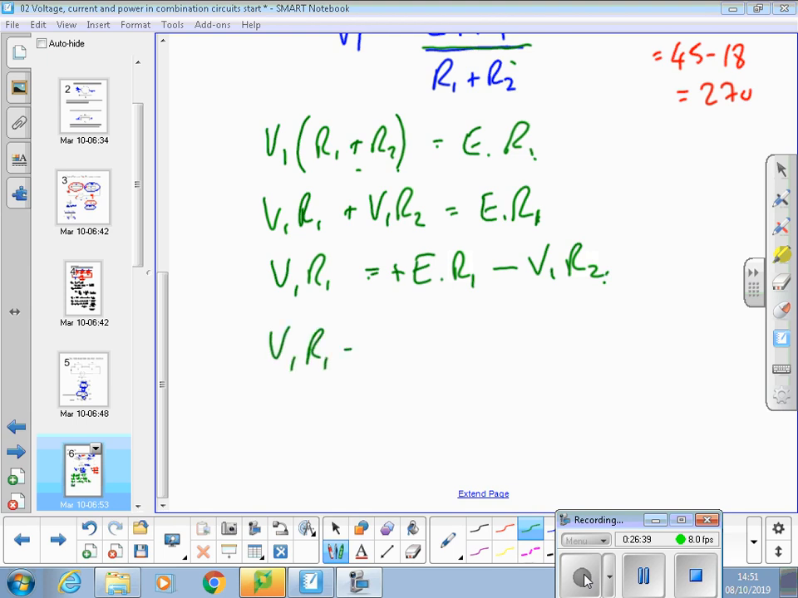V1R1 minus ER1. Hang on. Now what can I do with R1? Factorize it. Remember what we had this morning with that problem? We had to get the two variables that were the same together and look for a way to factorize them, so they only got one of them. R1 on its own now.